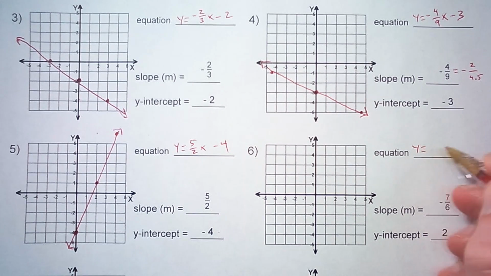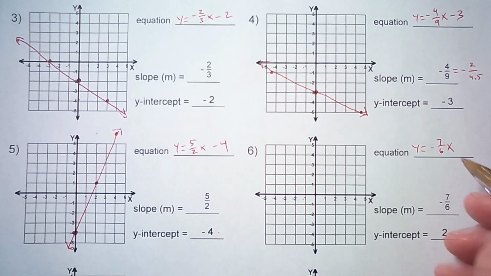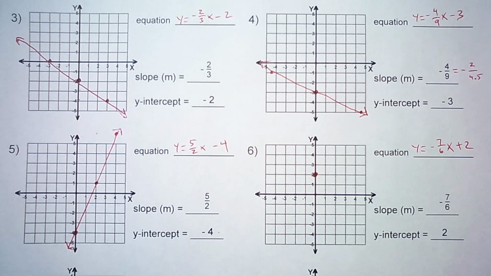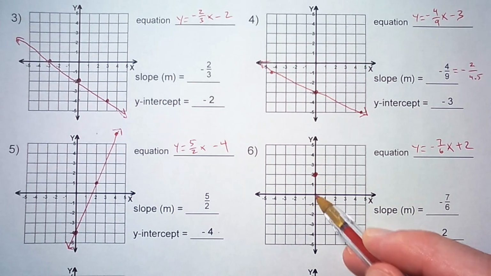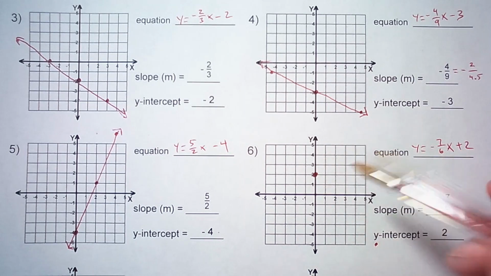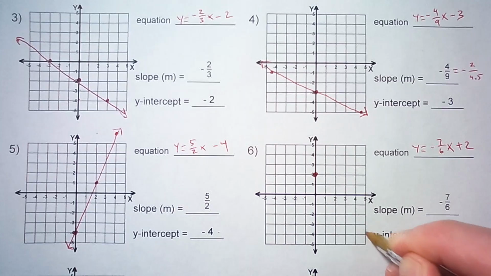So then we have y equals -7/6. There's the slope, times x, and then the y-intercept, plus 2. So we cross the y-axis up 2, and our slope is -7/6, so that's down 7 and right 6. 1, 2, 3, 4, 5, 6, 7, and then right 6. That is going to take me 1 off the graph. And I think going up 7 is going to take me a little too far off the graph to try to put another point.